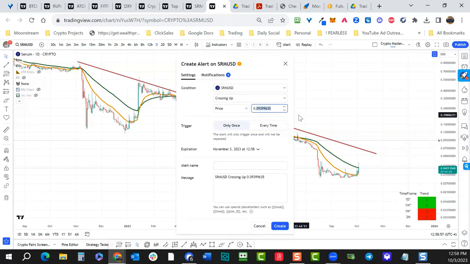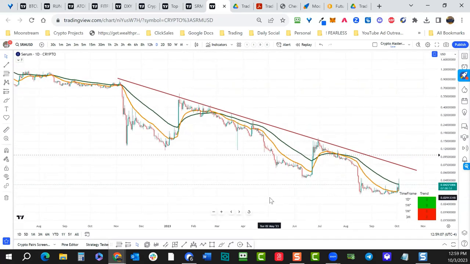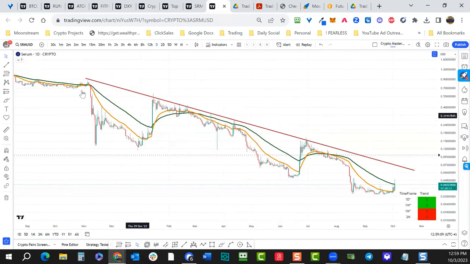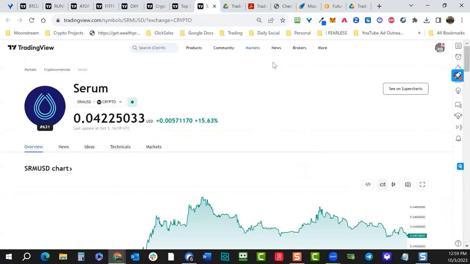I want to see, can it get above 0.1 cents? And that would be above this trend line resistance. And until then, I don't want to hear about Serum because it's probably dead. Somebody might dust it off. FTX is trying to reorganize. I don't think it's going to make it. And DYDX is a better platform, I think, because they're live. So there we have it. Nothing to see here. And I'll hit save and leave there, rather.